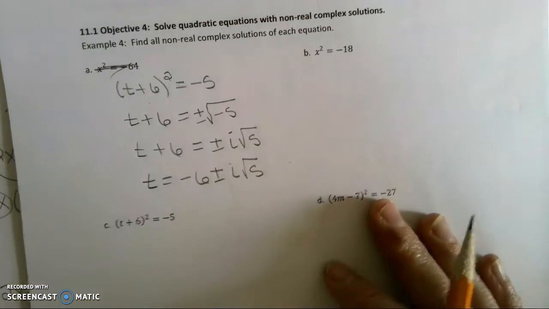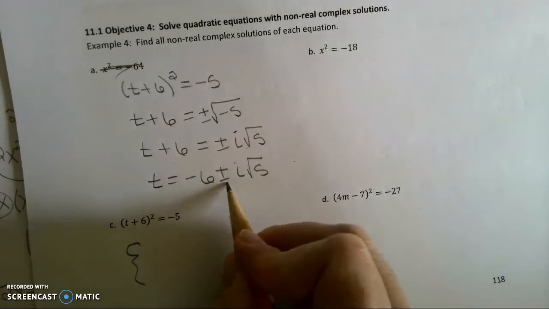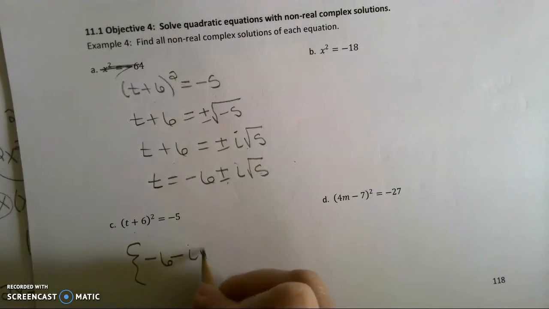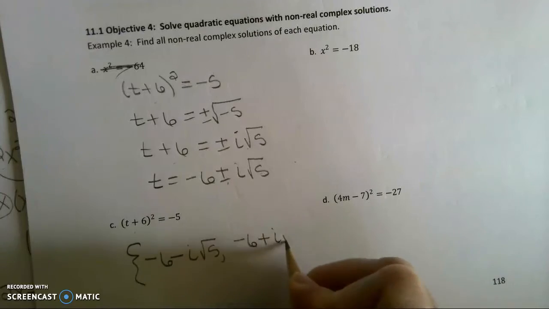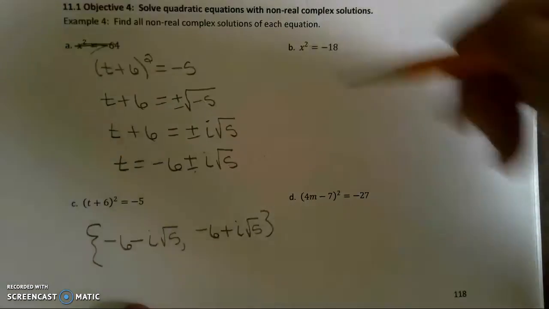And then I want to write down my two answers. So my two answers would be negative 6 minus i square root of 5, and then negative 6 plus i square root of 5. Okay, so there's that one.